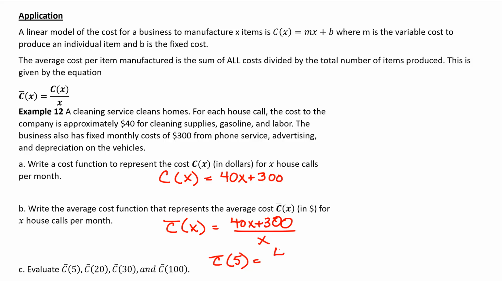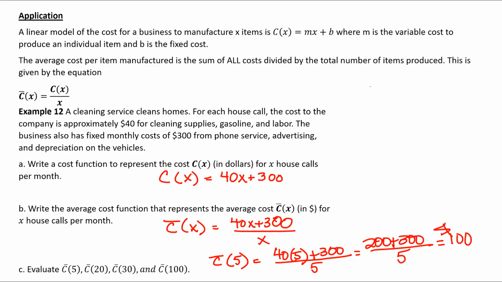Okay, so if we put 5 into that function, that's going to be 40 times 5 plus 300 over 5. So that's going to be 200 plus 300 over 5, which is 500 over 5, which is 100. So $100 per house. That's your average cost per house call if you only make 5 house calls a month. So it's pretty expensive to clean only 5 houses a month.